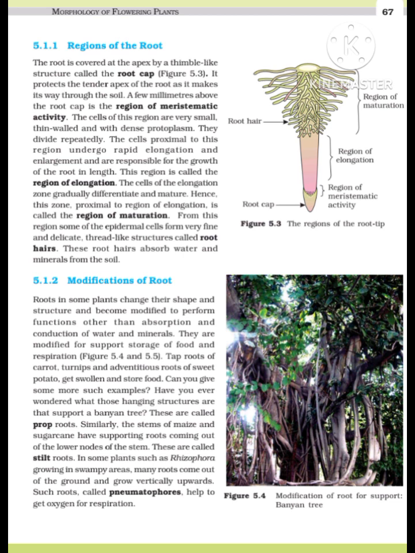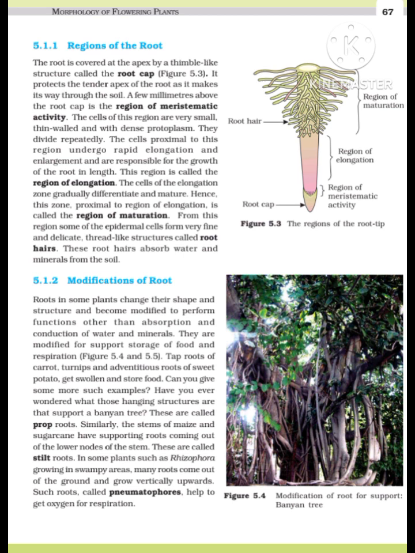Have you ever wondered what those hanging structures that support a banyan tree are? These are called prop roots. Similarly, the stems of maize and sugarcane have supporting roots coming out of the lower nodes of the stem. These are called stilt roots. In some plants such as Rhizophora growing in swampy areas, many roots come out of the ground and grow vertically upwards. Such roots, called pneumatophores, help to get oxygen for respiration, figure 5.5b.